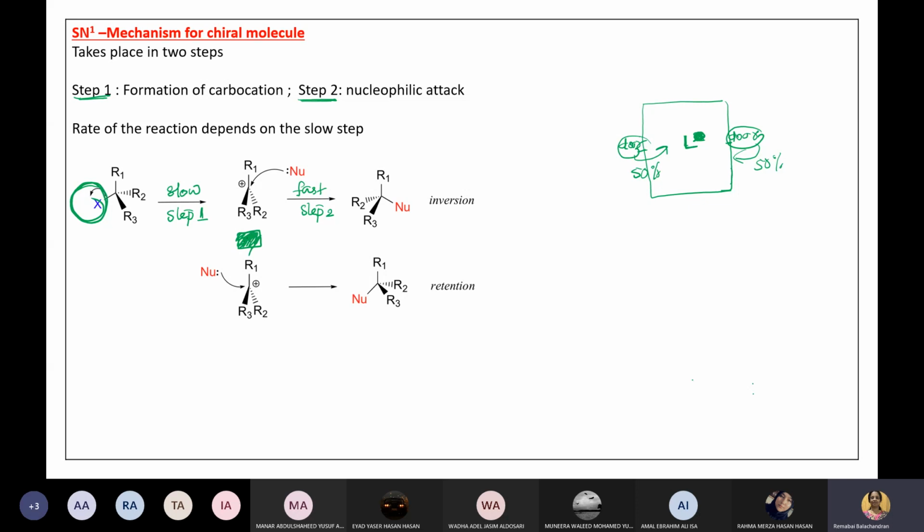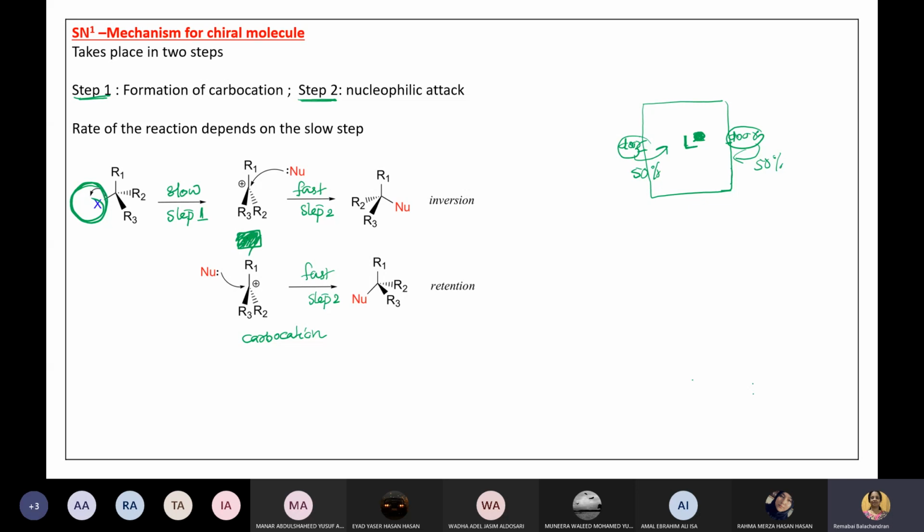Okay, so this is what is happening in SN1. Look at this one. What's happening? This is the first step, step 1. In the first step, a carbocation is formed. This is a carbocation. Same, okay? Understood what I meant? Okay, so this is gone.